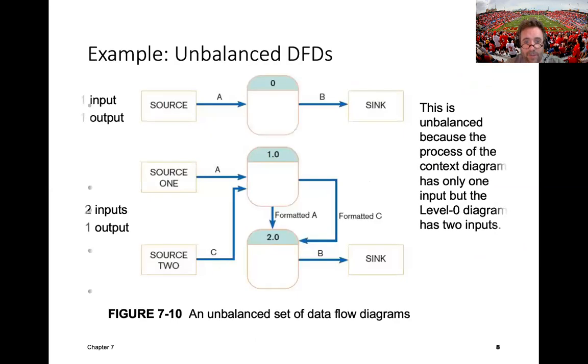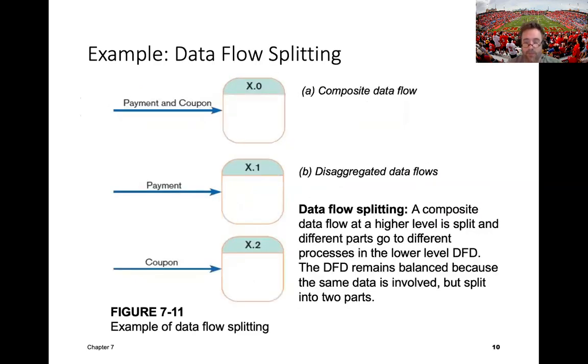So the example they give here, you can see in the top one we have one source and one sink, yet when we decompose this context level diagram down to level 0, suddenly we have a source 2 that comes into our 1.0 process. That source 2 should have been captured at our context level diagram above. The fact that it's not means that there is something wrong. Very good.